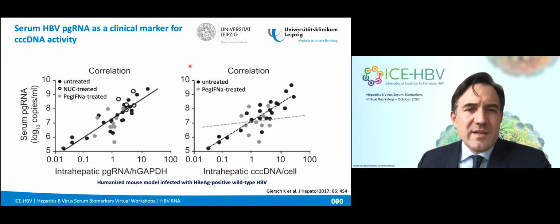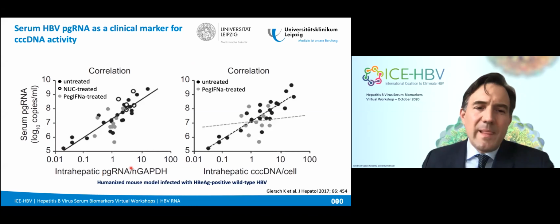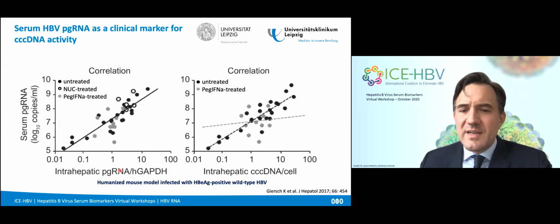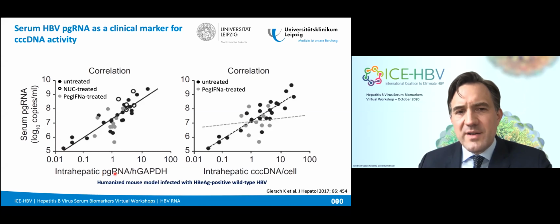Here it was shown, this is only one of a couple of studies that showed that there is a strong correlation between serum HBV RNA, which was named pregenomic RNA in this case, and intrahepatic cccDNA here and intrahepatic pregenomic RNA there.